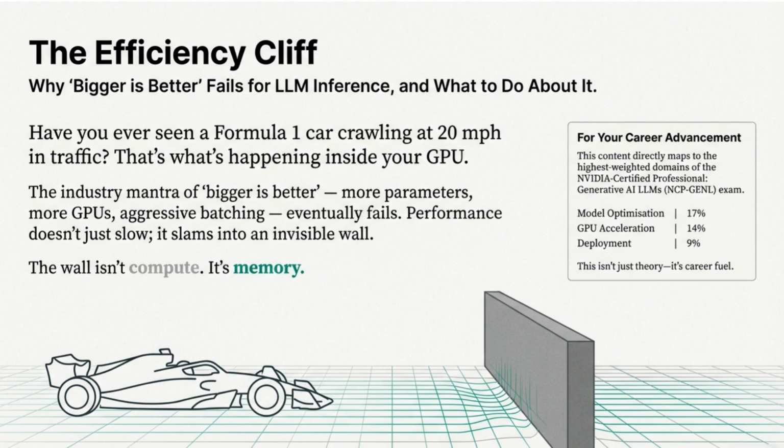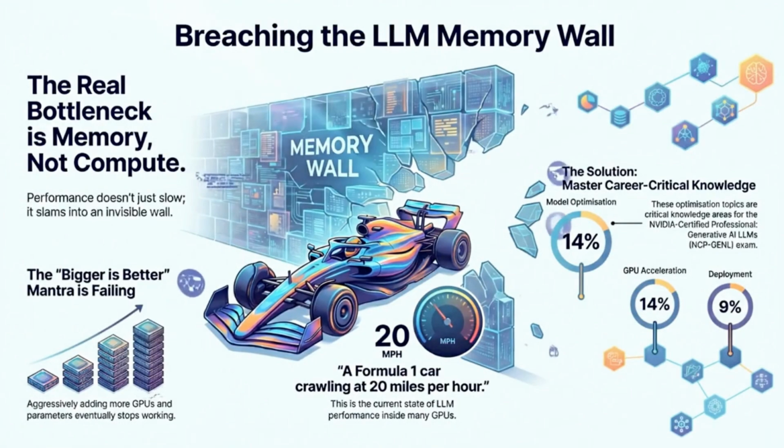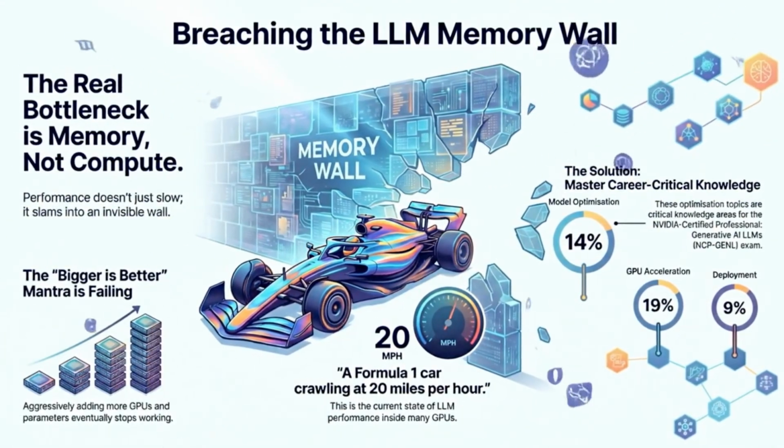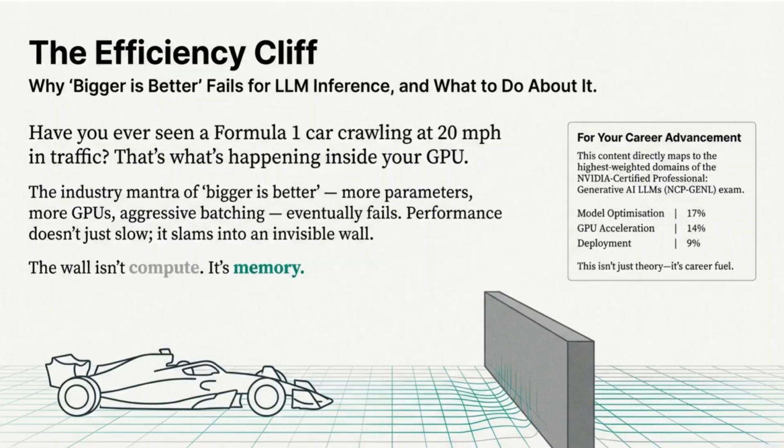So have you ever seen a Formula One car stuck in traffic going 20 miles per hour? Sounds funny, right? This car is designed to go 200 miles per hour, but it's just crawling. That's exactly what's happening with your GPU when you run LLM inference. You have this powerful GPU, maybe A100, maybe H100, thousands of cores, can do trillions of calculations. But when you run your LLM, it's crawling.